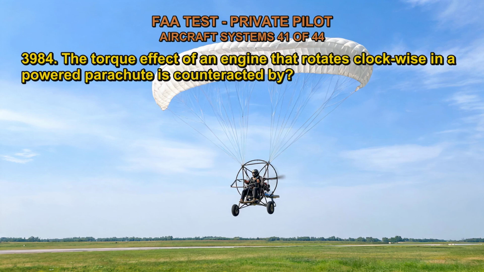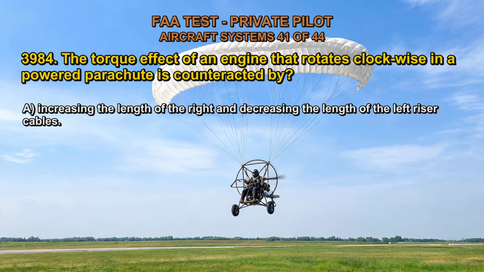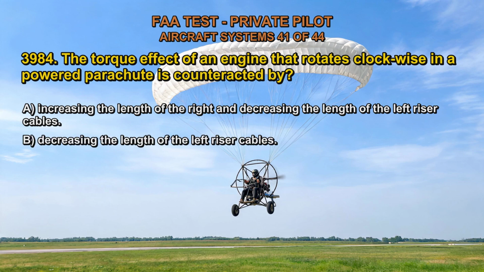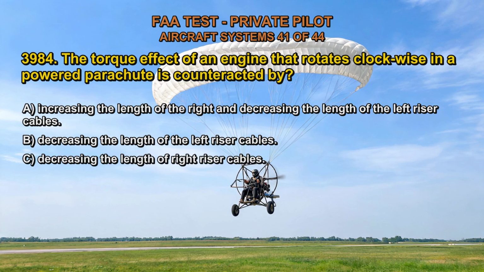3984. The torque effect of an engine that rotates clockwise in a powered parachute is counteracted by A. Increasing the length of the right and decreasing the length of the left riser cables. B. Decreasing the length of the left riser cables. C. Decreasing the length of right riser cables.